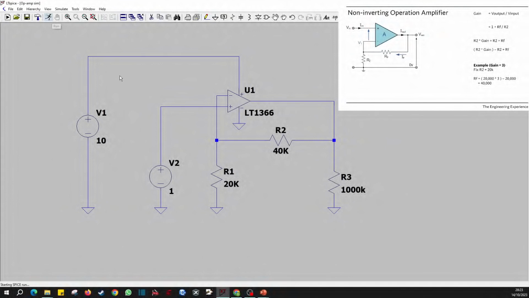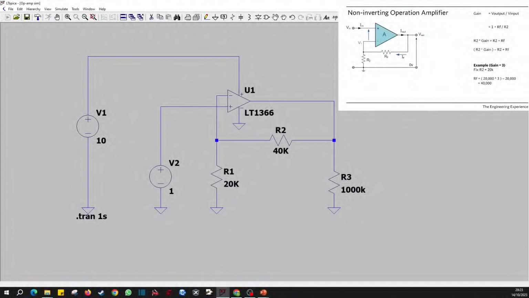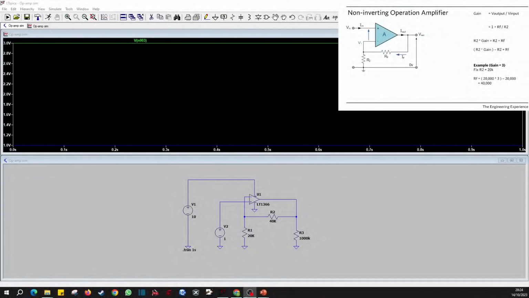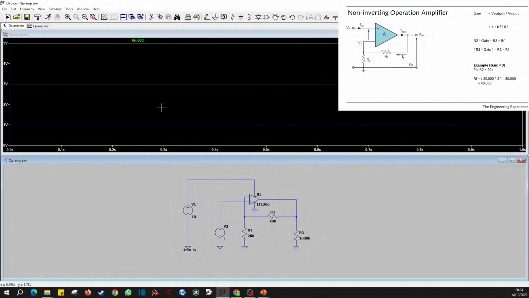So let's simulate. When we simulate on LTspice, we have to give in some parameters. For this one, I'm not too concerned, so I'm just going to simulate for 1 second. So that appears there, and then the simulation model can start. So now you can see the op-amp is working as we thought it would. I'm just going to change the scale on this graph so that we can see slightly better.